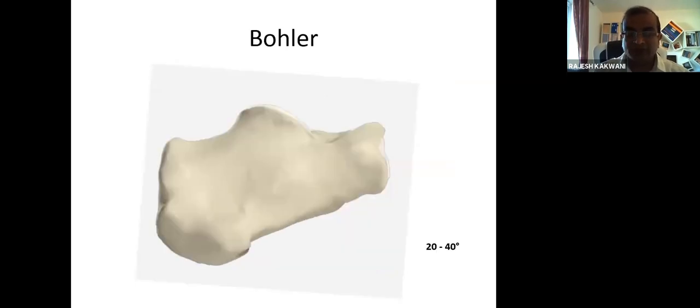Now, there are certain things that you should know when you are dealing with calcaneal fractures. One is Bohler's angle, which is normally 20 to 40 degrees, calculated by drawing lines between the most superior aspect of the posterior process of the calcaneum, the superior aspect of the posterior facet, and the anterior process. The other angle which is measured is Gissane's angle, which is the angle between the posterior facet and the line joining it to the anterior process of the calcaneum. It is normally around 120 to 145 degrees.